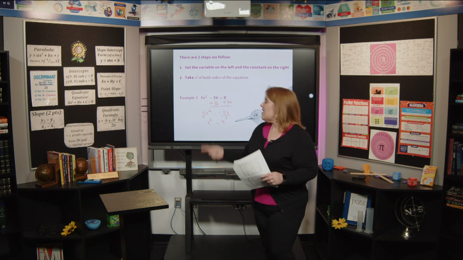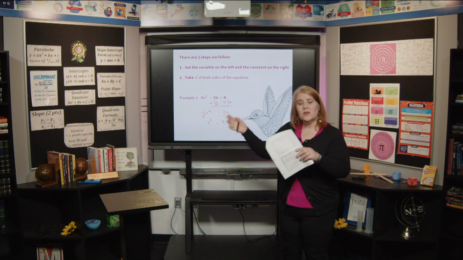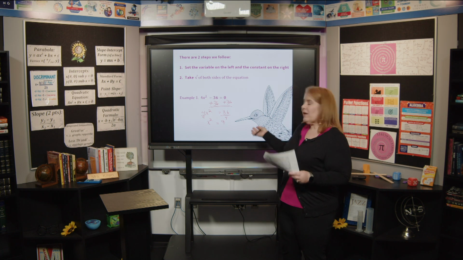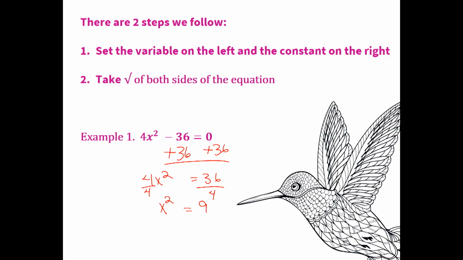It's not. That x is not by itself. It has an exponent there. So I need to get rid of my exponent. How am I going to get rid of my exponent of 2? Take the square root. So let's go ahead and try that. I'm going to take the square root. Whatever you do to one side of the equation, you must do it to the other.